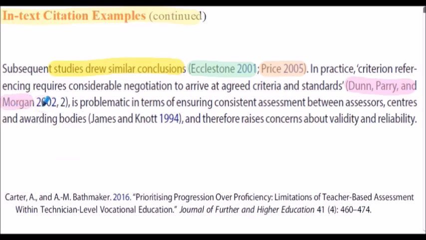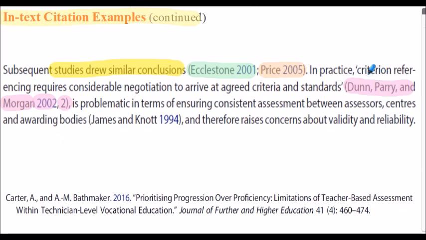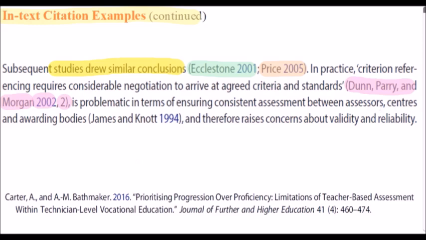The date of the study is included, but also the page number is added. Again, notice slightly different format to that we used previously. The page number has been added because a direct quote has been extracted from the article as shown here. This final in-text reference here is a study associated with two authors from 1994. Again, this is an extract from a peer-reviewed published article.